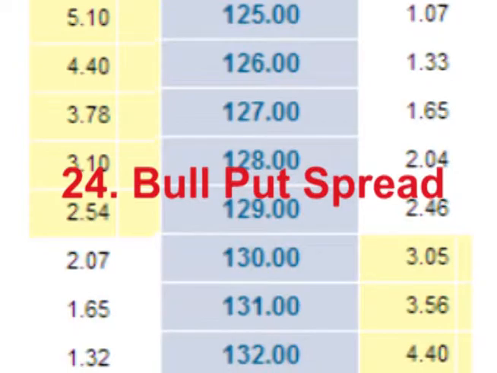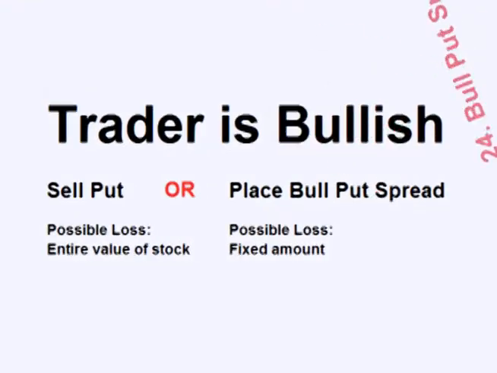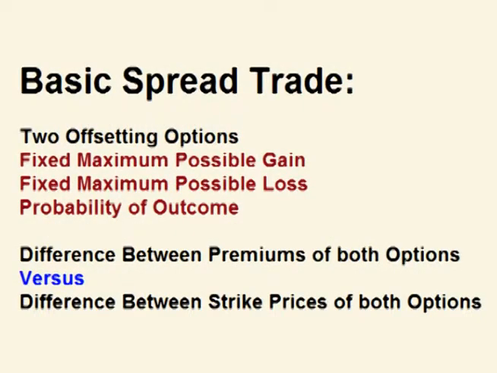Hello and welcome. In this video, we look at the bull put spread trade. This trade is placed when a trader is bullish on price, but wants to limit his possible loss to a fixed maximum amount. The bull put spread is one of the four most basic spread trades.